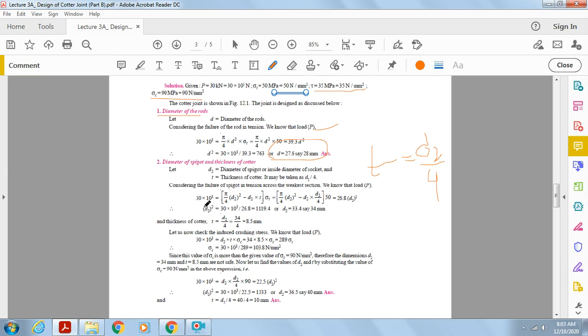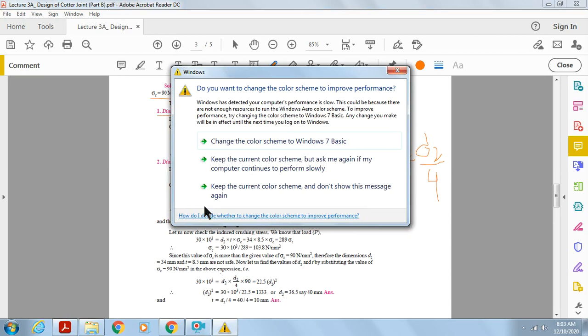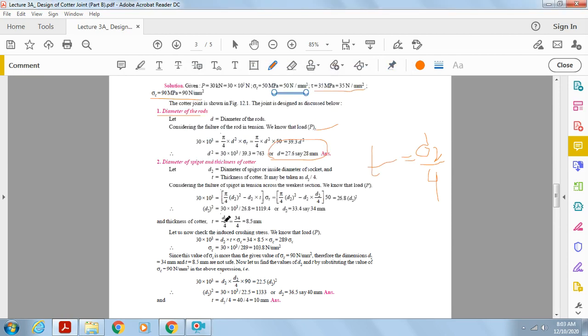So this is the overall area and this is the net area where this sigma t will be acting. So pi by 4 d2 square minus d2 into t, into sigma t. Put the value of t equal to d2 by 4. So we have obtained the value of d2 as 34 millimeter. So t will be 34 by 4, that means 8.5 millimeter. So cotter thickness is 8.5 millimeter and the spigot diameter is 34 millimeter.